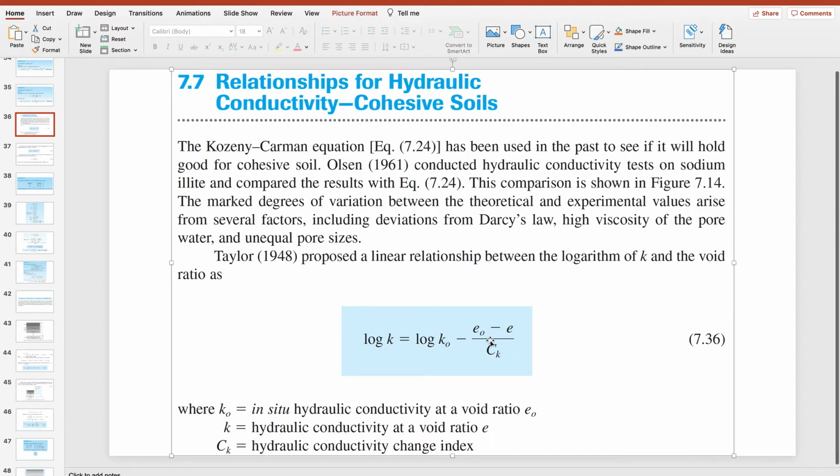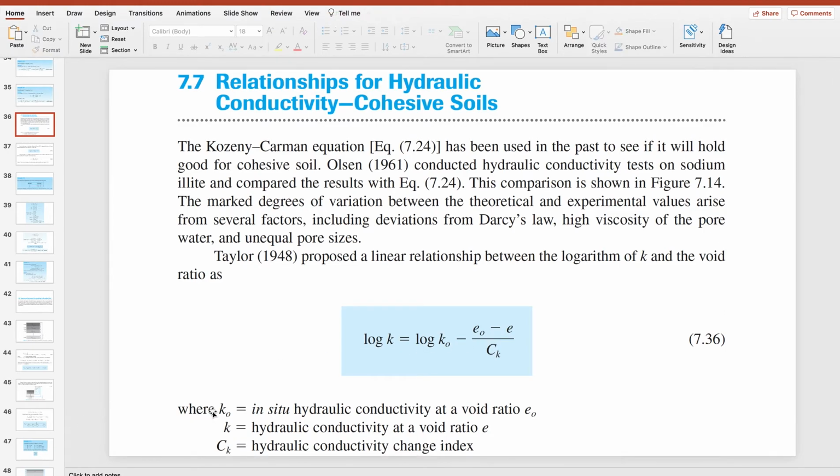So in 1948, Taylor proposed a linear relationship between the logarithm of K and void ratio. So this is his proposed relationship, where K sub O is the in situ hydraulic conductivity. When we say in situ, it is the in-place hydraulic conductivity at a void ratio of E sub 0. K is the hydraulic conductivity at void ratio E. Kc is the hydraulic conductivity change index.